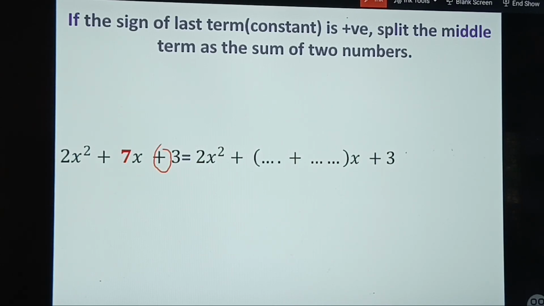So the 7, the red colored 7, is the sum of two numbers, because the last sign is positive. You have to multiply 2 and 3. The product of 2 and 3 is 6.